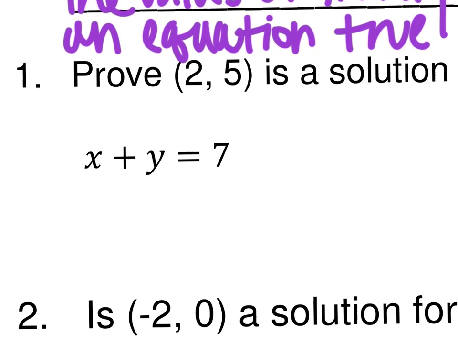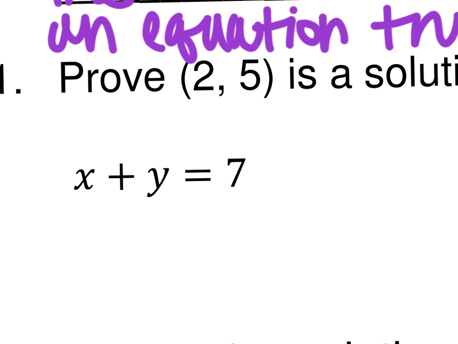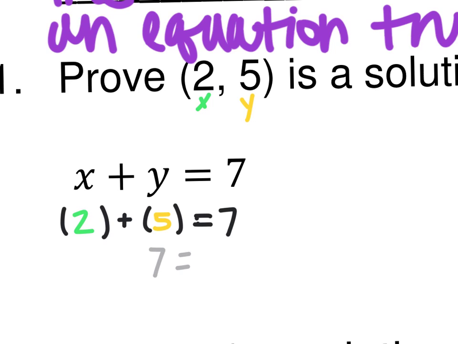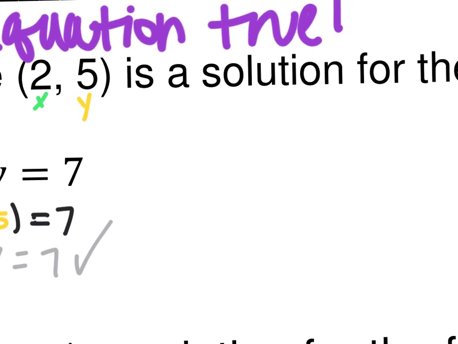So I'm going to start with the first one. I have the point (2, 5). 2 is my x value and 5 is my y value. So instead of x, I'm going to plug in 2, plus instead of y, I'm going to plug in 5. And I want to find out, does it equal 7? So I do the math on the left side. If I add 2 plus 5, I get 7 equals 7, so it's true. So I'm going to do the same thing for the other equation.